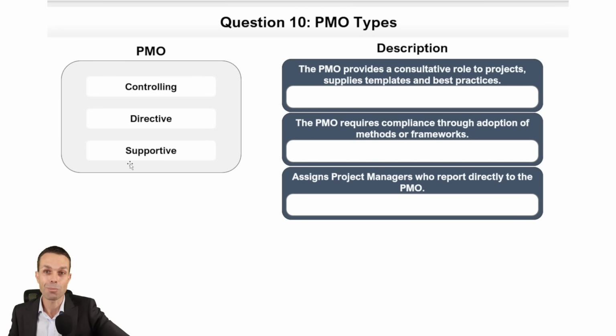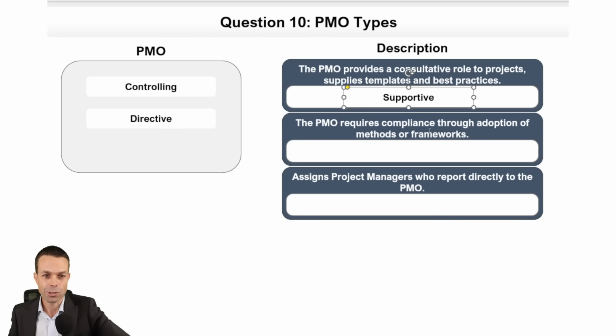And also very handy to know, the last one in this little section, nice and easy, the types of project management officers or PMOs. This PMO provides a consultative role to projects and supplies templates and best practices. That one is the weakest PMO. It's a supportive PMO. The PMO requires compliance through adoption of methods or frameworks.